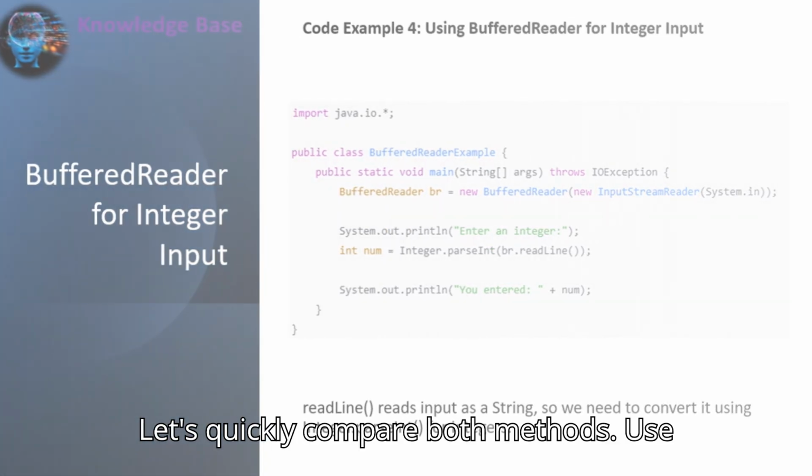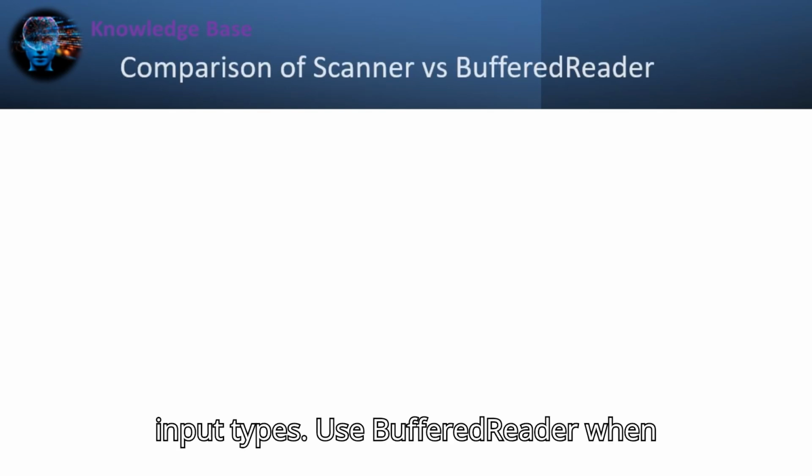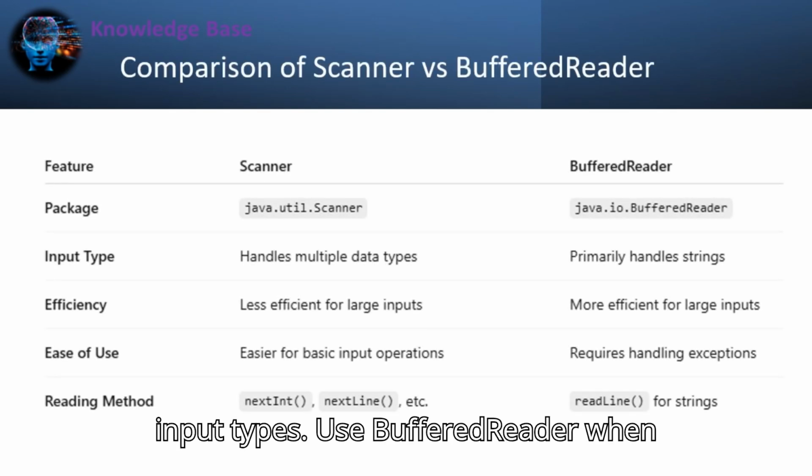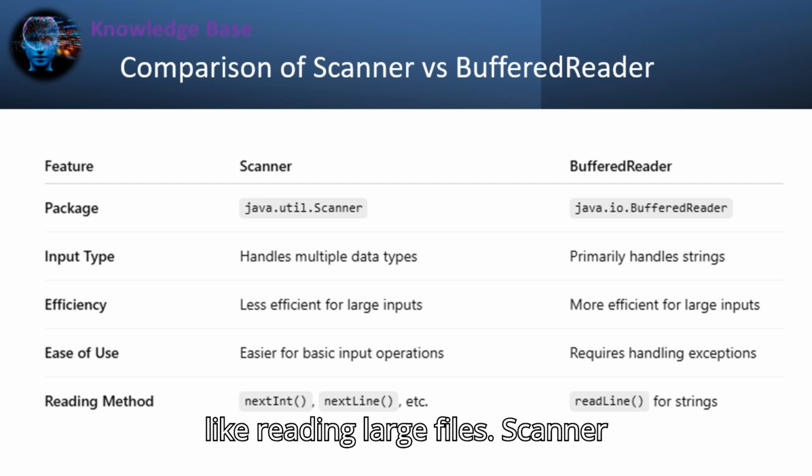Let's quickly compare both methods. Use Scanner for small tasks and variety of input types. Use BufferedReader when efficiency and speed are more important, like reading large files.